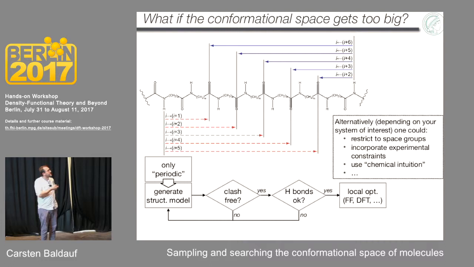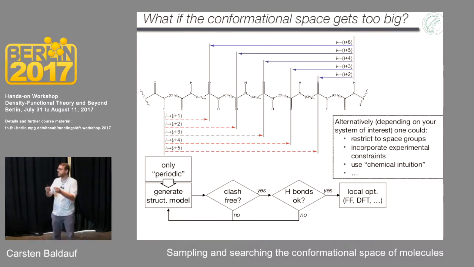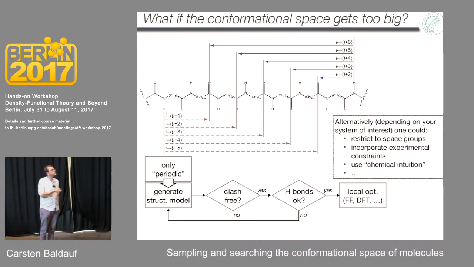So, what I have illustrated here, this restriction or focus on certain types of structures by hydrogen bonding, can also be done with other things. When you have a material, you might have an idea about crystal structure or space groups or symmetries. These are all constraints that you can put in the generation of the trial structures. Or you use chemical intuition, which is often dangerous.